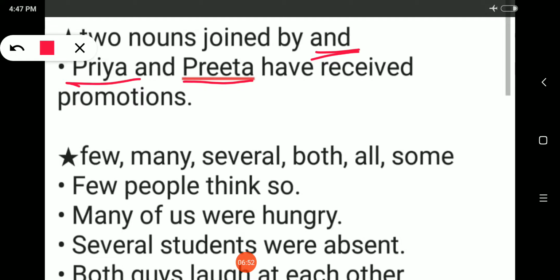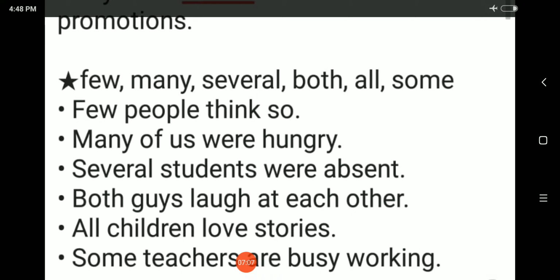So here what are all the nouns? Priya is a noun and Preeta is a noun. So these two are joined by the conjunction and. So there you have to use a plural verb. So have is a plural verb. Okay. So the next one.